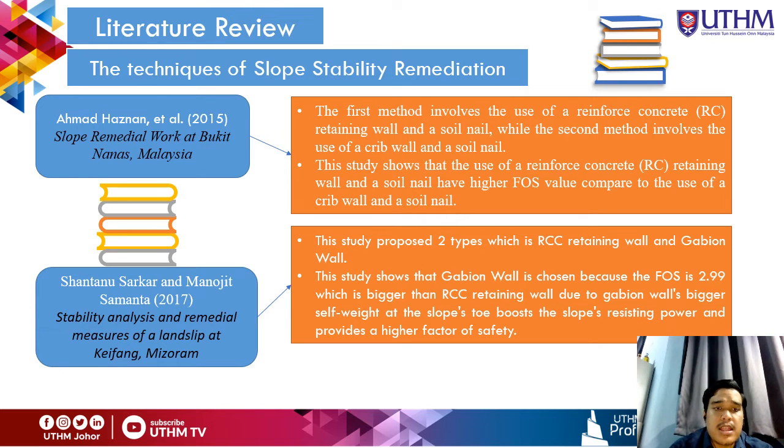From Shantanu Sankar and Manoj Samantha 2017, Stability Analysis and Remedial Measure of a Landslip at Kefa, Mizoram. This study proposed two types, which are RCC retaining wall and gabion wall. This study shows that gabion wall is chosen because the FOS is 2.99, which is bigger than RCC retaining wall, due to the gabion wall's bigger self weight at the slope to boost the slope resisting power and provide a higher factor of safety.